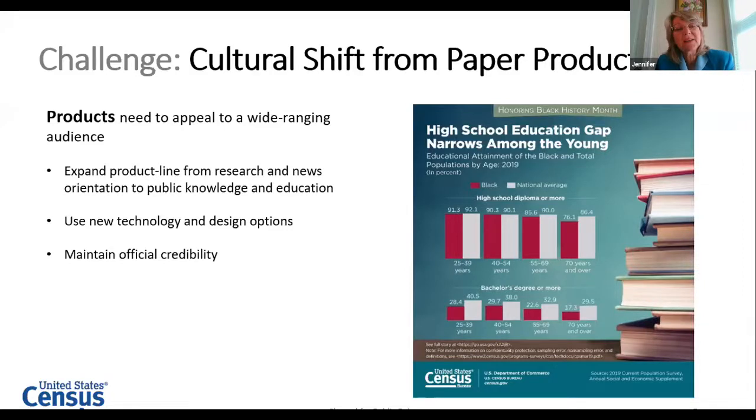Our product line needed to expand beyond research or news orientations to include a focus on public knowledge and education. Our new wide-ranging audience comes to us directly online instead of receiving interpretation of the data through newspapers or elsewhere. And we need to use technology and design options such as motion or user interaction to make our products look more appealing and current, but at the same time still convey the credibility of the federal government.